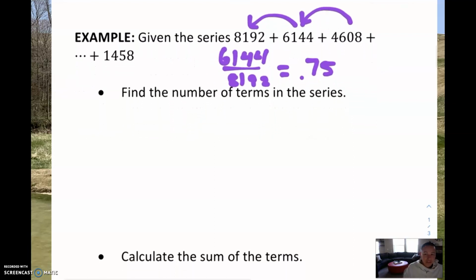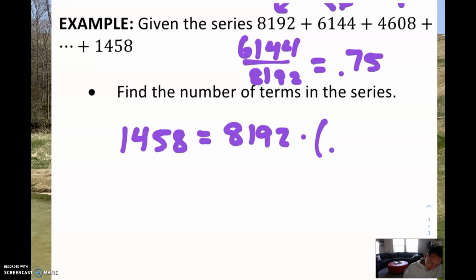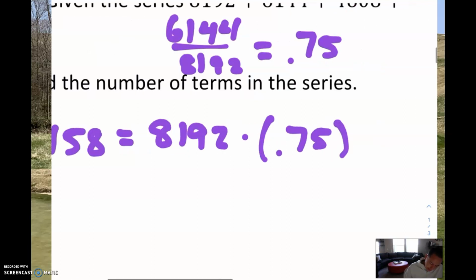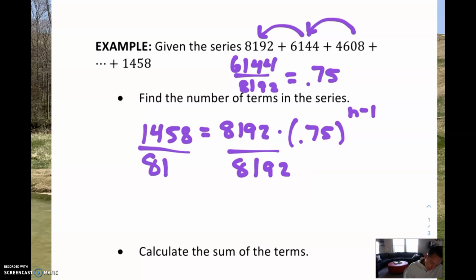Now, to find the number of terms in a geometric sequence, we can use the formula that we had previously. So we take u sub n, that's 1458, is equal to the first term, 8192, times your common ratio, 0.75, to the n minus 1 power. Hopefully you didn't forget that formula. Now if I'm trying to solve for the number of terms here, then we're trying to solve for n. Let's get rid of that 8192. We'll divide by 8192.